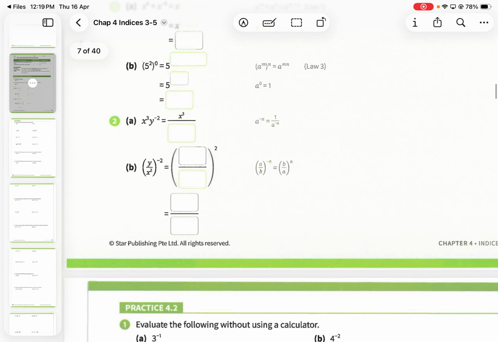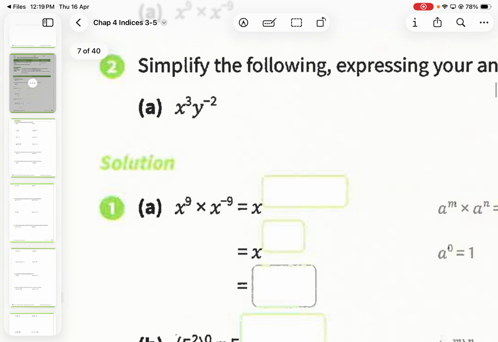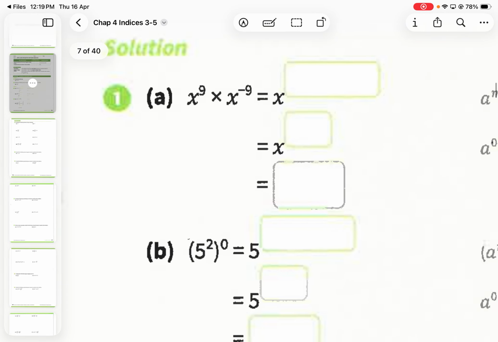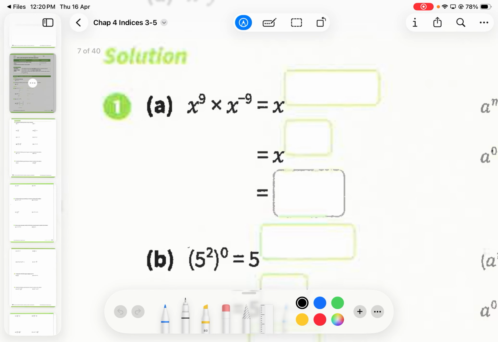Okay, so your workbook page 115. Question 1. When we have multiplied, we add up the index. So x to the power 9 times x to the power negative 9, I will take x, then power 9 plus negative 9, which equals 0. I don't know what x is, but as long as x is not 0, any number to the power of 0 is 1.